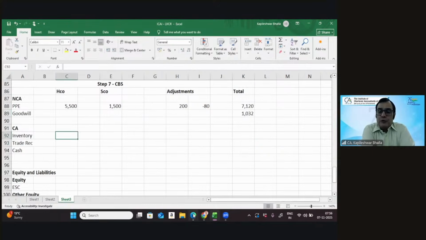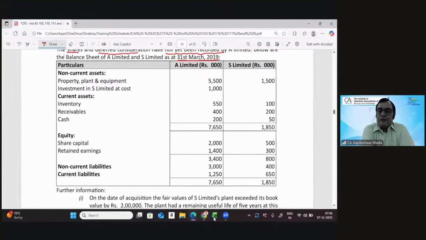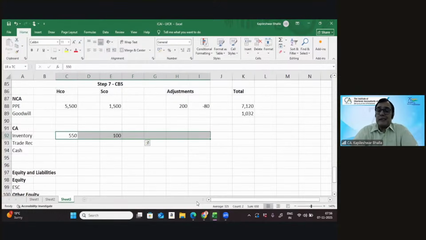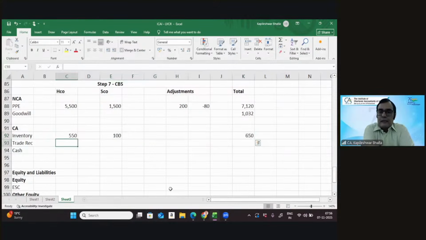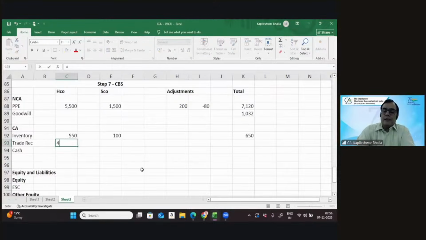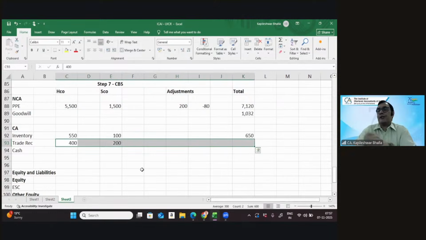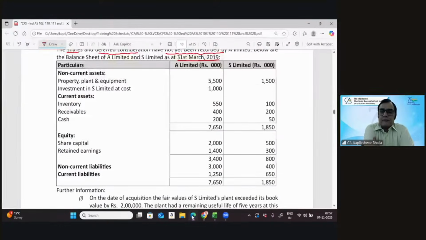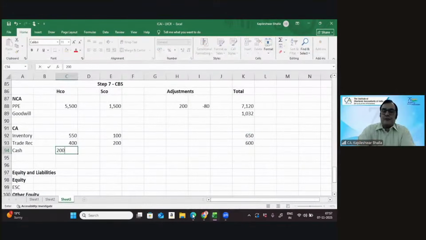Then we go to the inventory. Inventories are given 550 and 100. So this is 550, this is 100. There are no stock reserve adjustments, anything else is given. So just take the sum total of this. Same goes for the trade receivables as well. So that is 400 and 200. I am not given any further information. No intercompany owings, no adjustments taken. And that's correct. And that's right. So then we consider the cash as well. The cash is 250.